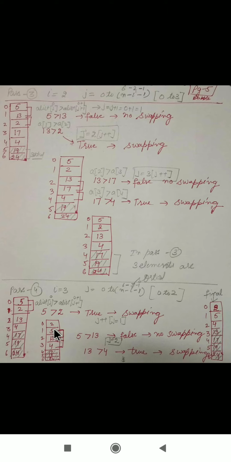Okay, now we'll compare 5 with 13. So this comparison says the condition is false, so no swapping will be there. Now we will compare 13 with 4. This condition is true, it is greater, so we'll do swapping because the bigger number has to come down. So at the end of this pass 4, we will get 13 at a3 and 4 will come at the a2 position.